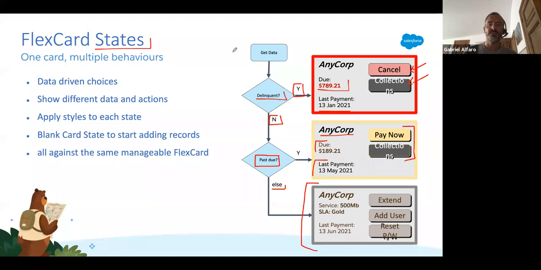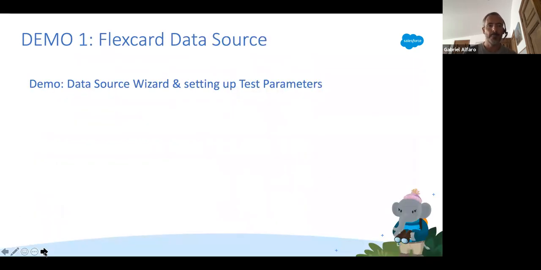So the system will always start reading the states from the top to the bottom, and the first state that meets the requirements will fire, right? And only one state per card can be displayed. As long as one state meets the requirements or has the criteria true, then that will be the state that will be displayed. Okay, good.